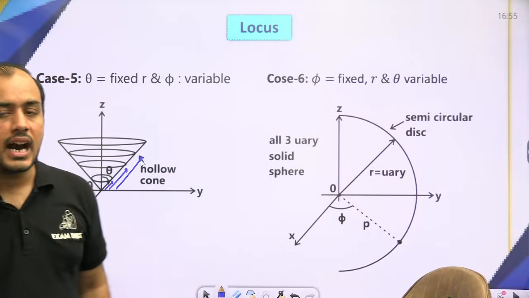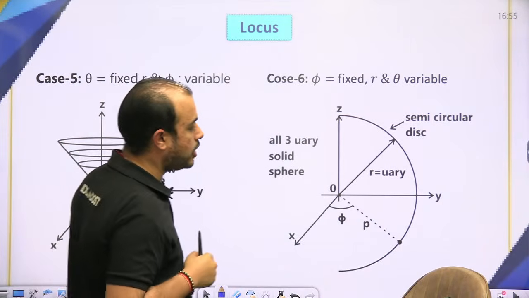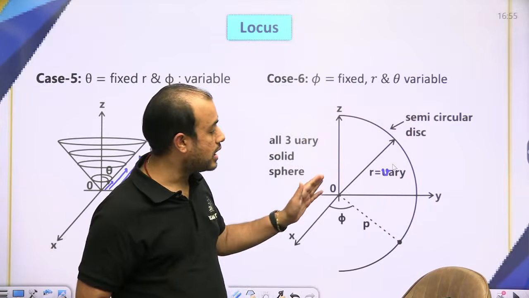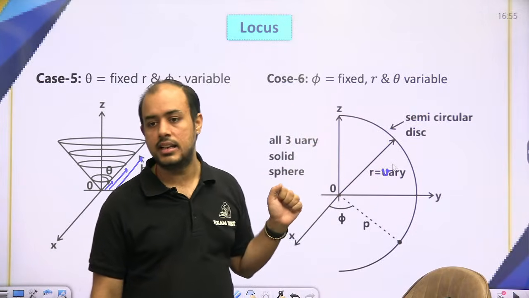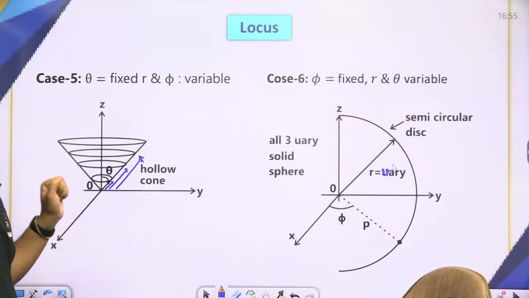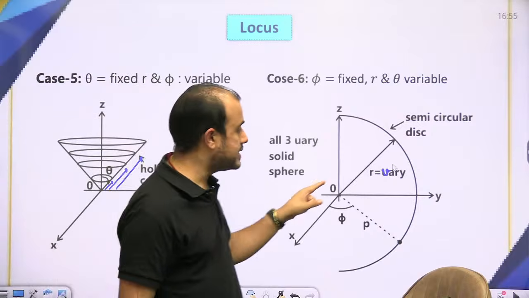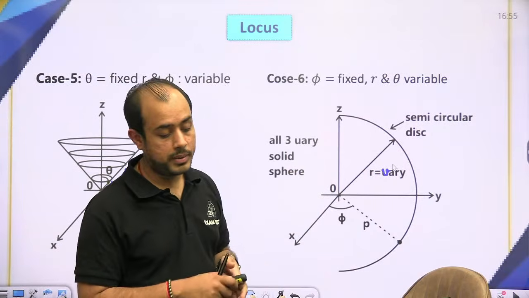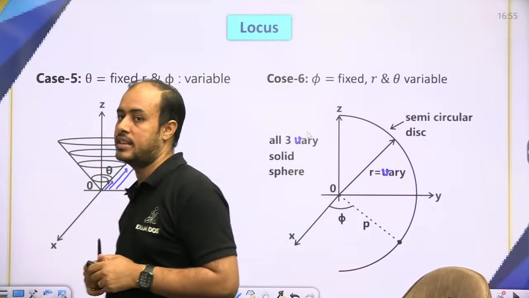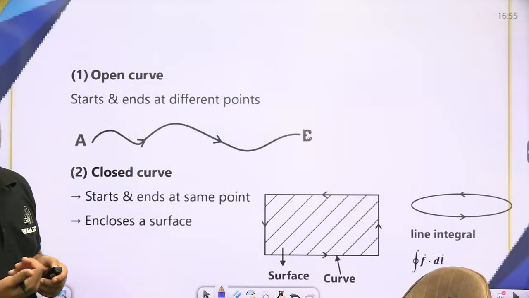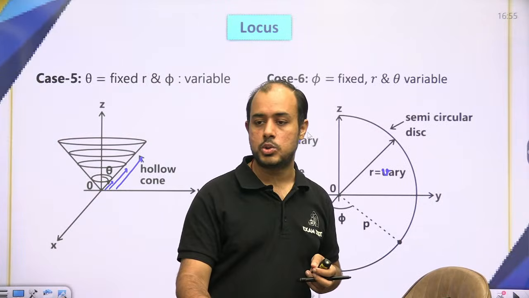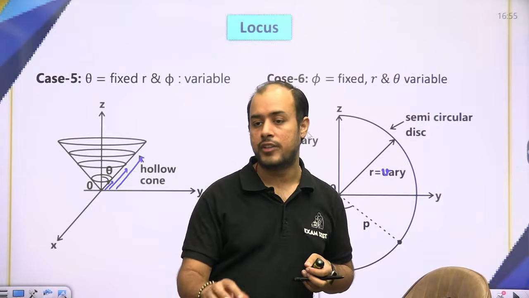If phi is fixed, r and theta are variable, instead of getting a semicircle, I will be able to cover the interior of the semicircle, or I will get a semicircular disc. Instead of getting only the outer semicircle, if the radius varies from 0 to a, I will get the area inside the semicircle as well. That is a semicircular disc. If all three vary, it will be a solid sphere. If you vary all three coordinates, you will get the interior of a sphere as well.